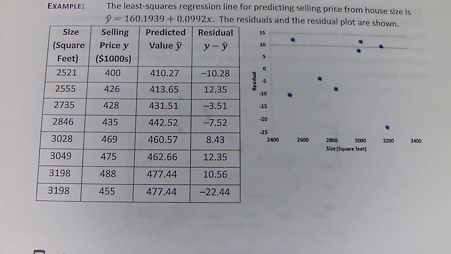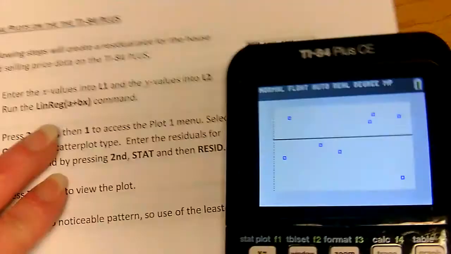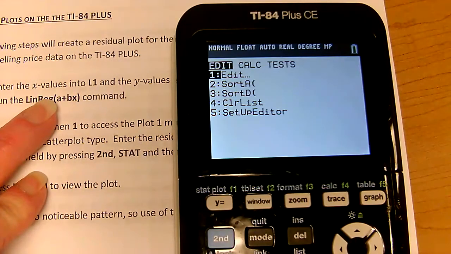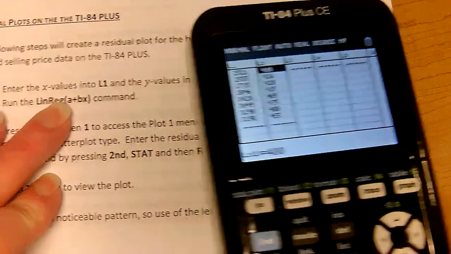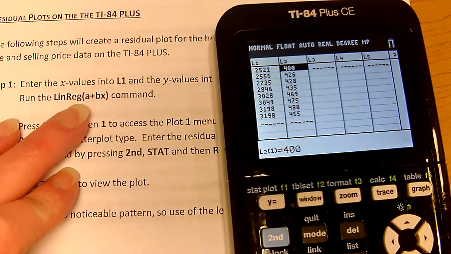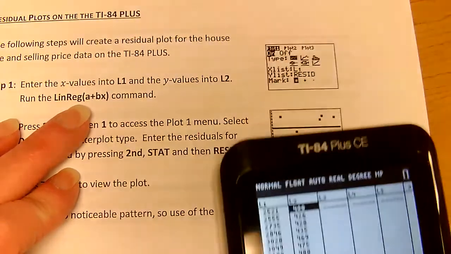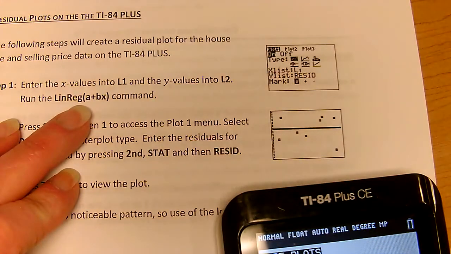Okay, so I have my X values and my Y values of the observed. Let me get in here real quick.